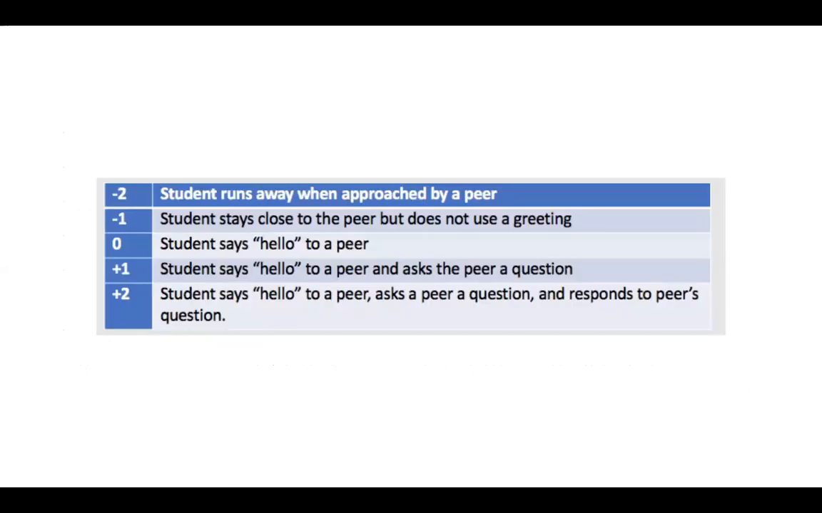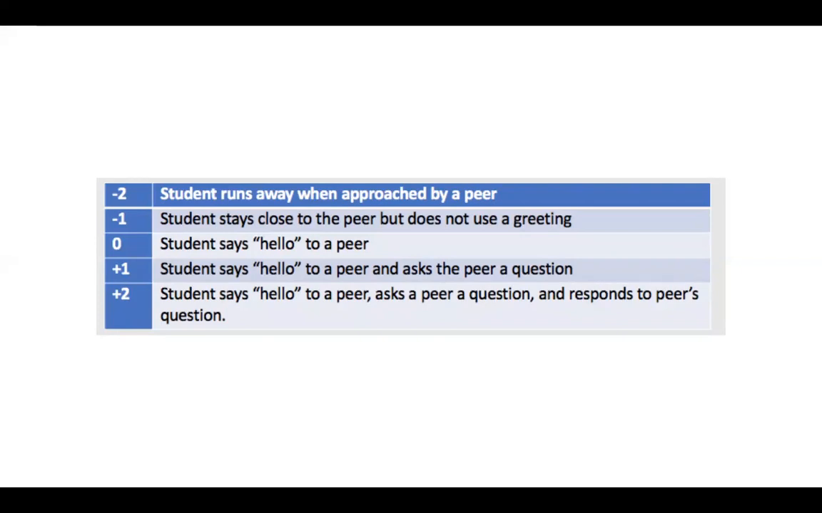So here are some other examples before we open it up for some questions. A student runs away when approached by a peer. Student stays close to the peer but does not use a greeting. Student says hello to a peer. Student says hello to a peer and asks the peer a question. Student says hello to a peer, asks a question, and responds to the question.